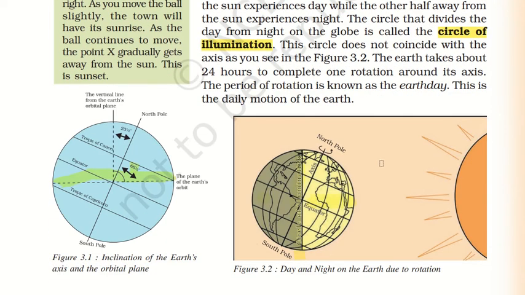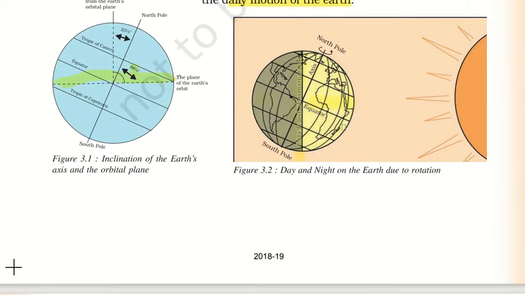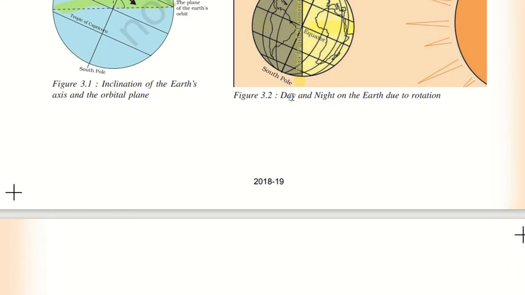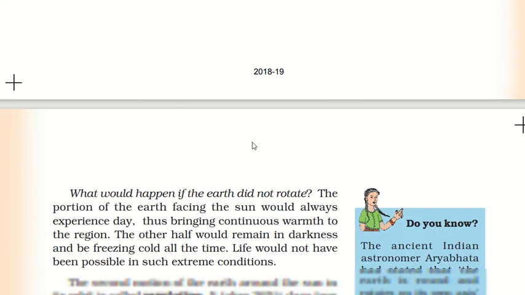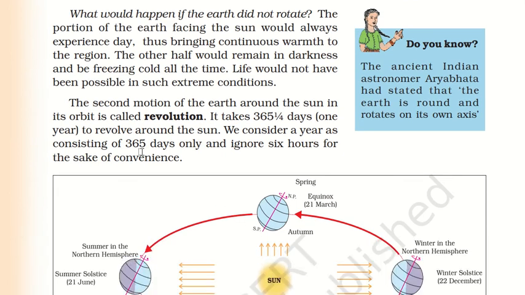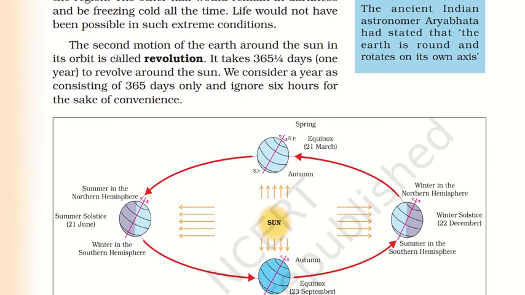And next we can see here, the earth takes about 24 hours to complete one rotation on its axis, as we already discussed in the first point, and the period of rotation is known as the earth day. This is also called the daily motion of the earth. And next we can see day and night on the earth due to rotation. And next we can see all the important points.